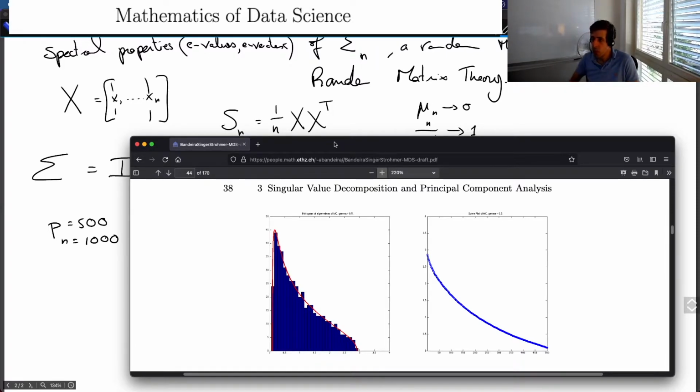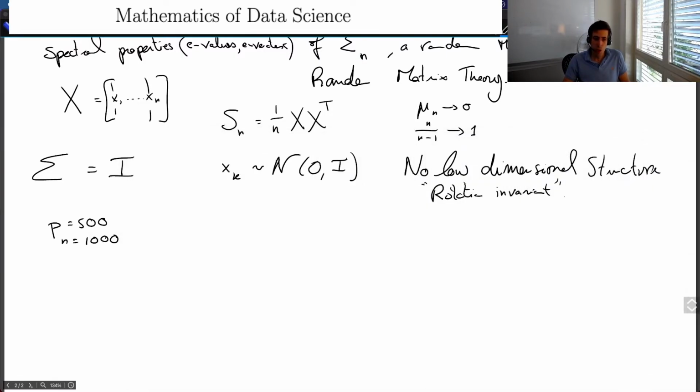I have this red line here because we can actually analytically predict what this curve is going to be. And as you see by the red line, it's a pretty good prediction. So how do we do this? This actually dates back to the work of Marchenko and Pastur, already in the late 60s, I believe in 67. And they worked out the limiting distribution of the eigenvalues of this random matrix.